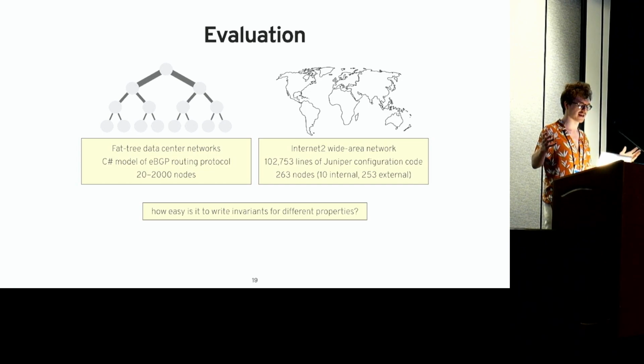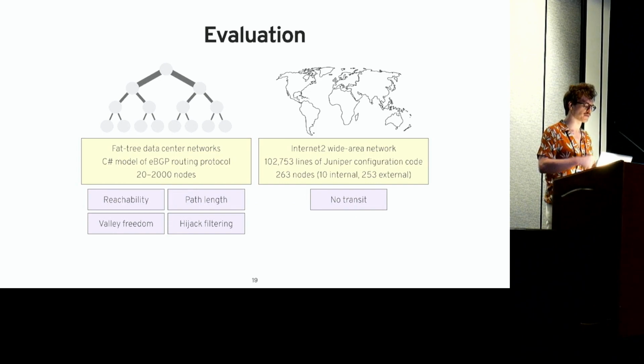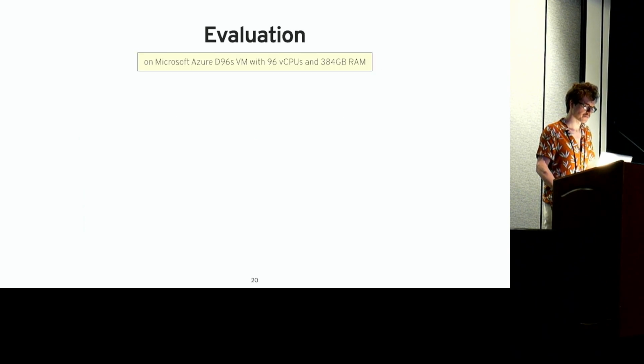It's got over 100,000 lines of configuration code, which does a lot of complex filtering and processing of incoming routes from external neighbors that Internet 2 is connected to. To evaluate how hard it was to write invariants for these different systems, we looked at a couple different properties: 3 different kinds of reachability property, just bare reachability, path length, and valley freedom. And then we also looked at hijack filtering and no transit filtering properties for good measure. In our evaluation, we also wanted to make sure we could take advantage of the parallelism that Timepiece offers us. So we did this on a Microsoft Azure VM with 96 CPUs.